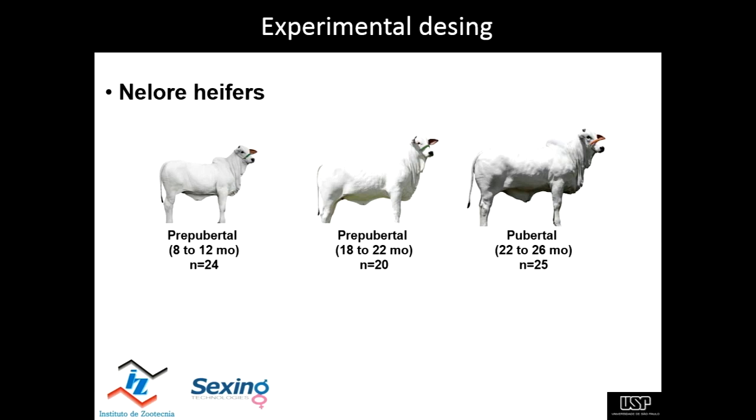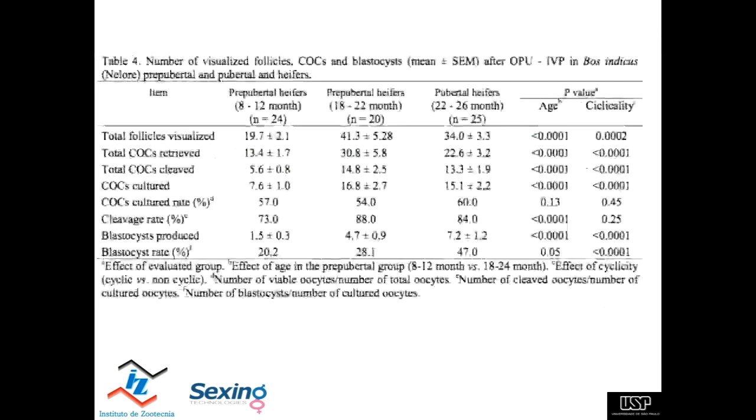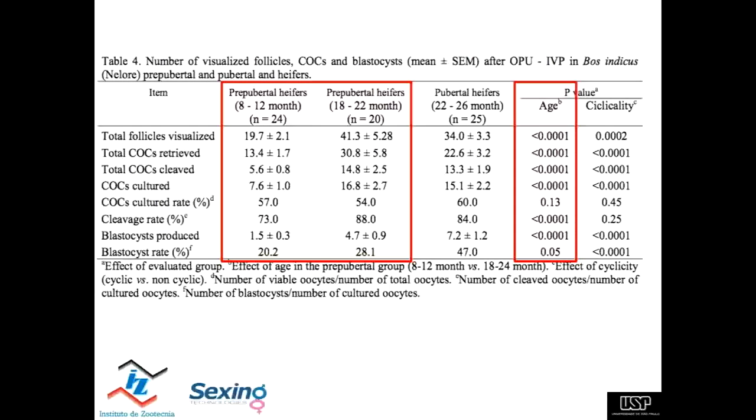prepubertal animals, 0-12 months, 18-22 months, and pubertal, 22-26 months. It's on the same day. We use the same semen for this collection. It's 20 collections in this experiment. And here is very interesting because, again, when we analyze the age, 8 to 12 months compared to 18 to 22 months, we have an improvement in blastocyst production.